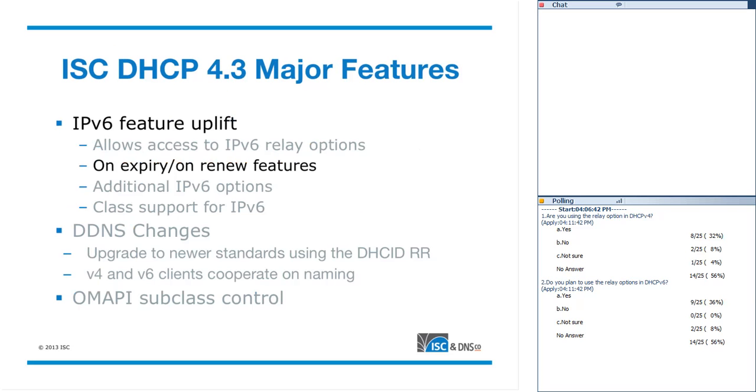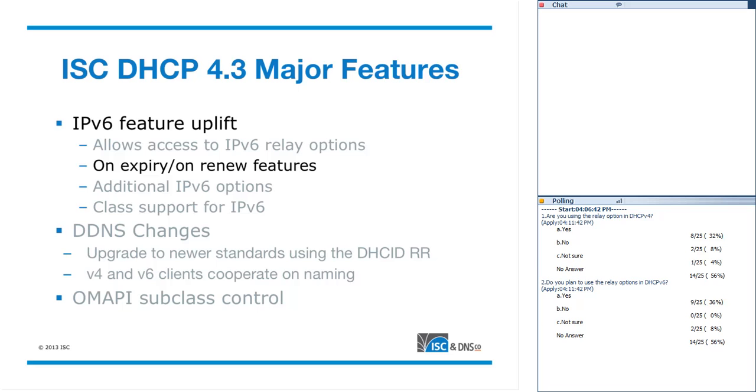And with that, I think our poll is finished, but I'm not seeing the poll results at the moment. Maybe they'll pop up here in a second. Oh, there they go. So we have roughly 32% of you are using relay options in IPv4, and about 36% are planning to use them with IPv6. So good. We hope that you find the option useful in 4.3.